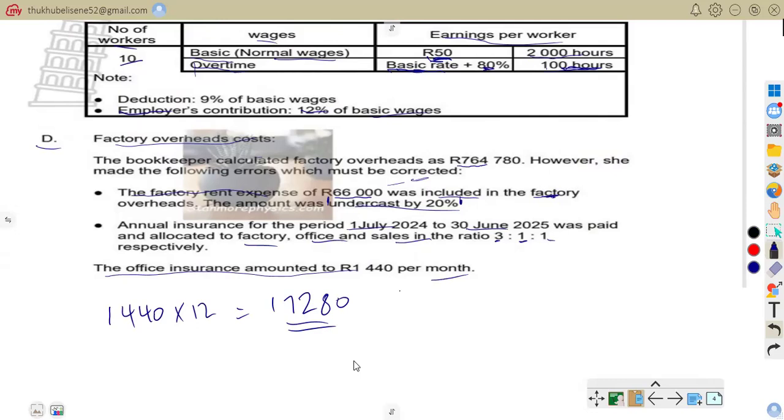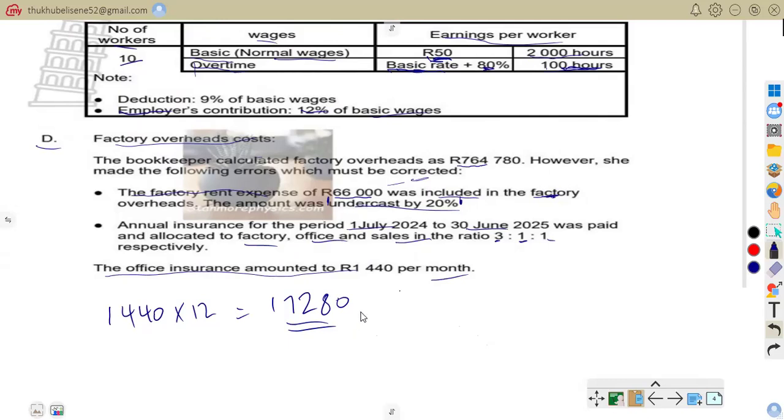So one can ask, why are we so short like that? We are short like that because what the question is asking you is to correct. The key idea is that we are not calculating total insurance. We are correcting an error in the factory overheads.